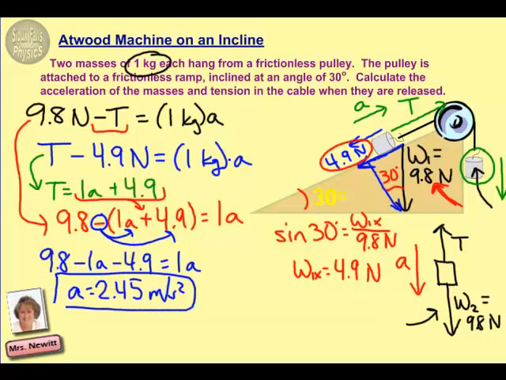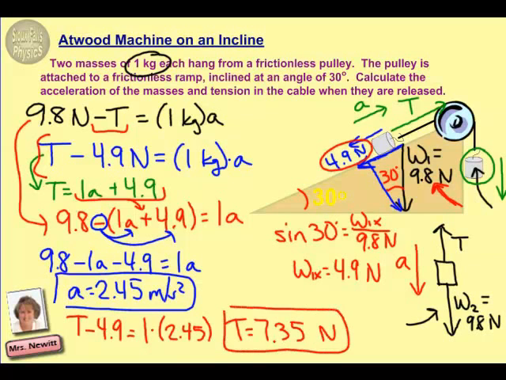And now we can go back to either of these equations for tension. We'll probably take the second one here this time. So tension minus 4.9 is equal to 1 kilogram times our acceleration of 2.45. Solving that for T, we end up with 7.35 newtons of tension. Do notice that our acceleration turned out to be positive, so that means we guessed correctly, and that this object over here is indeed falling down. This object over here is indeed being pulled up the ramp in this particular case.